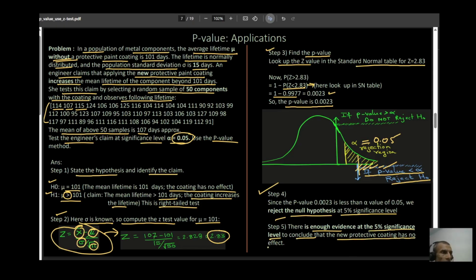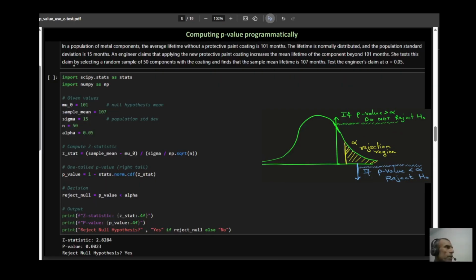Now I'm doing the same problem using a computer program in Python. So it's exactly the same problem. I'm using the SciPy package over here. Substitute your values in here: mu, sample mean, sigma, n, and alpha. And at the end, this logic right here actually checks whether my p-value is smaller than or greater than alpha. And based on that, it makes a decision. And the answer, as you can see, says yes, reject your null hypothesis.